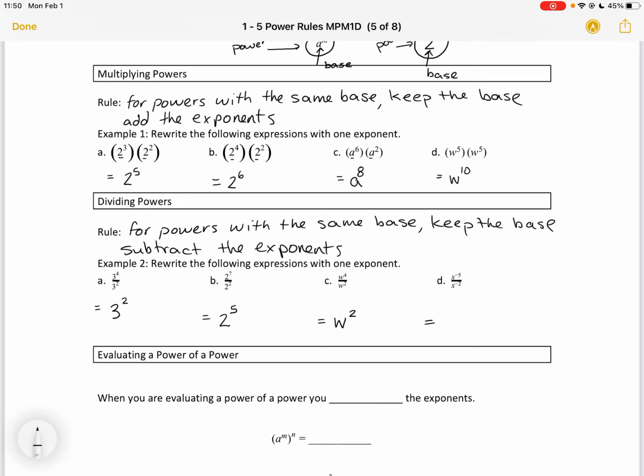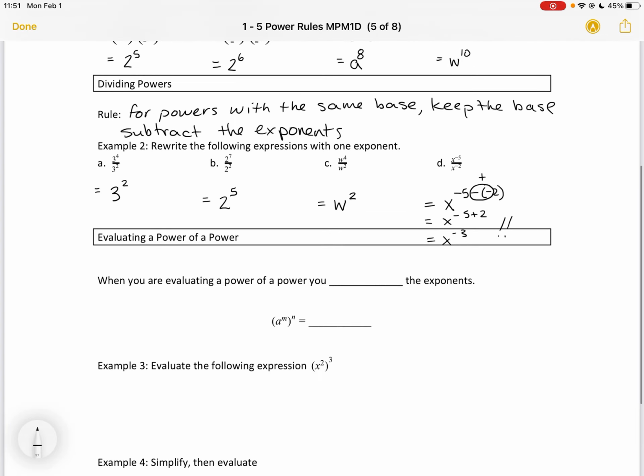Our last example here, this is a bit of an extension. Here we've got negative exponents. Our base is still the same, and then we're still going to subtract the exponents. We've got minus 5, take away minus 2. Using our integer rules, we have a double sign, so we really have x to the minus 5 plus 2, which is going to leave us with x to the minus 3. This is a bit of an extension just to show you something a little bit extra.